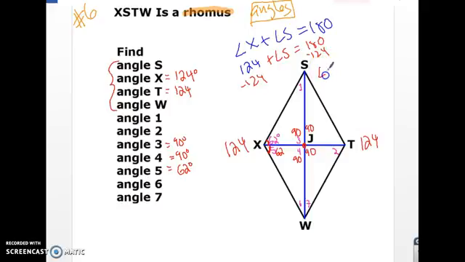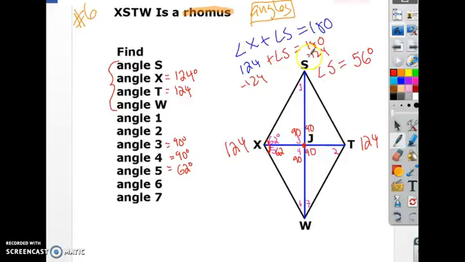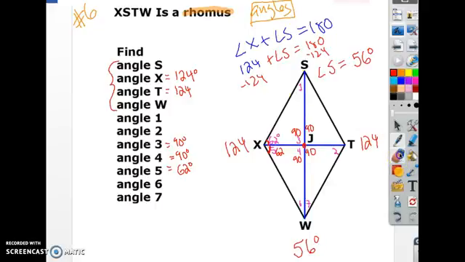And we get angle S equals, what is that going to be, 56? Is that going to be 56? Okay, 56 degrees, all because these two are supplementary. So I'll also fill in that angle W is 56. Remember, opposites are always the same in our parallelograms, and we know that a rhombus is a parallelogram.